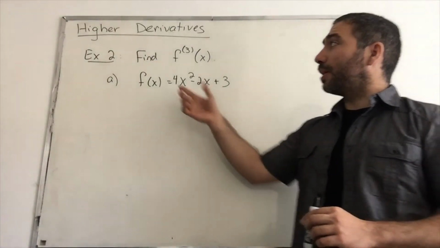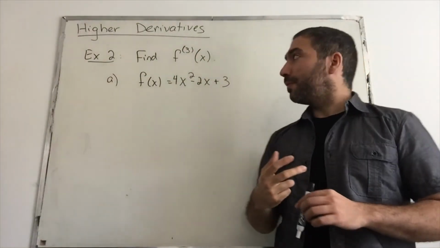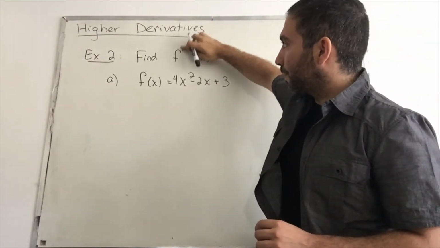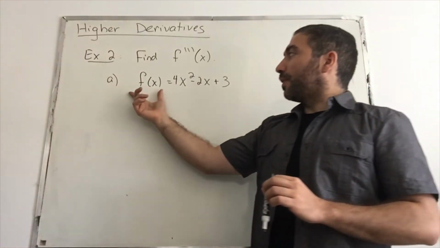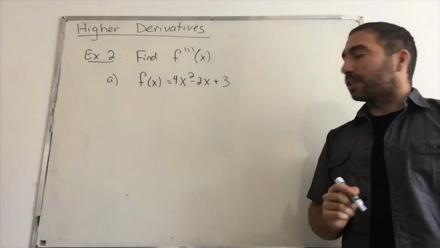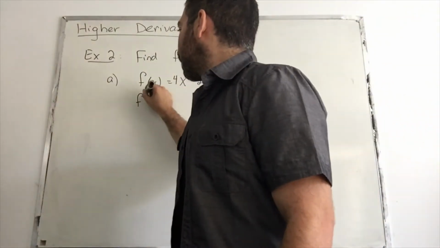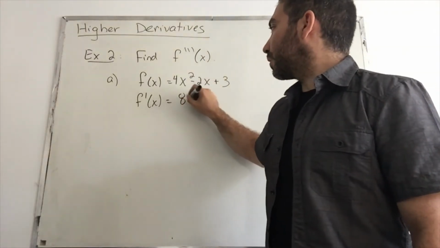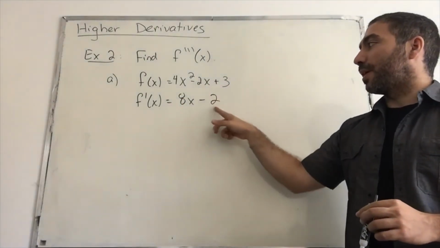Okay, so in this example here, it's asking us to find f to the 3 of x, so the third derivative. We could also write triple prime. Both notations are fine. So we're given the function f of x equals 4x squared minus 2x plus 3. Let's go ahead and take the derivative 3 times. So the first derivative, what we get is, we're going to drop the 2, 8x minus 2. The derivative of 3 is 0, so we don't write anything else.